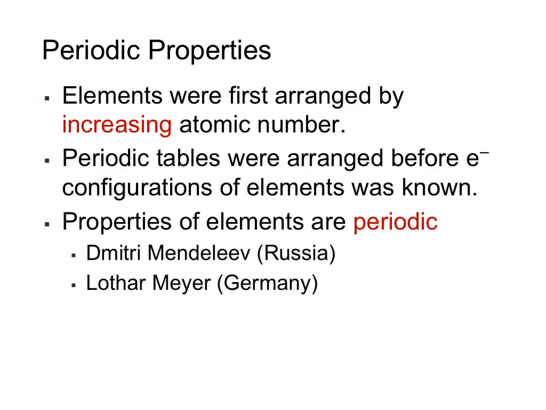In this video, we're going to explore the concepts of periodic properties and periodic trends. When the periodic table was first arranged, it was done so in order of increasing atomic number. Periodic tables were actually set up before electron configurations of elements were known. People like Dmitri Mendeleev and Lothar Meyer were able to do so because the properties of elements are periodic. In other words, these properties repeat themselves every so often.